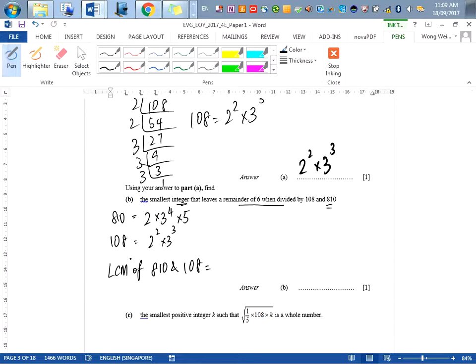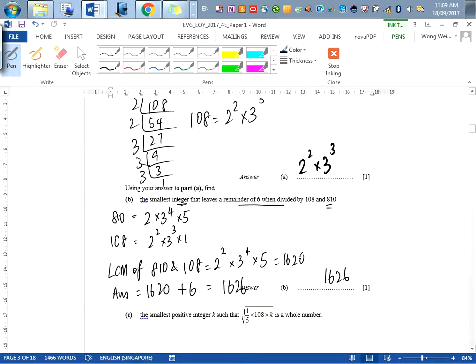It is a union, if you remember your set theory. Union, 2 and 2 square, the union you will get is 2 square. 3 power 4 and 3 power 3, the union will be 3 power 4. And 5 with 1, the union will be 5. So this is my LCM, which is 1620. So the answer is equal to 1620 plus 6, which is 1626.